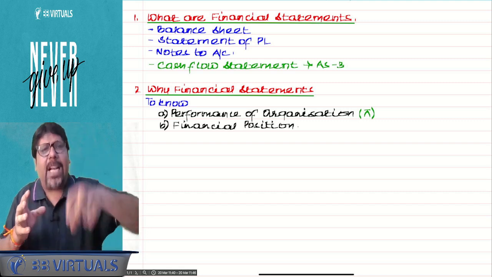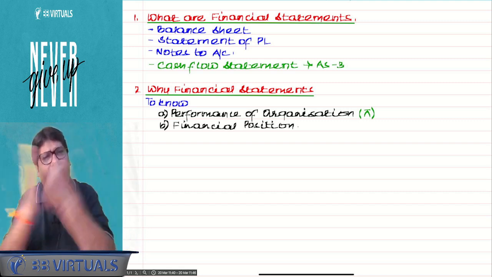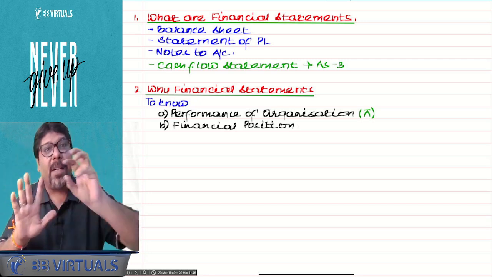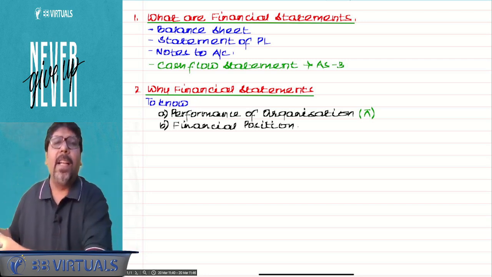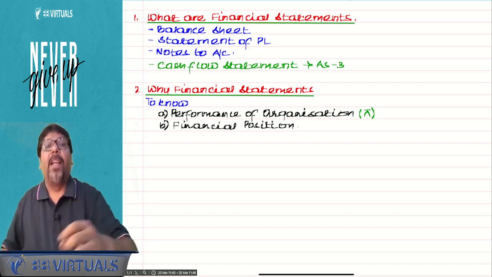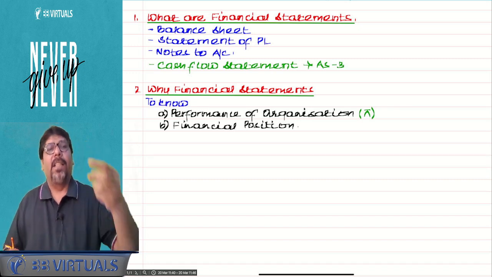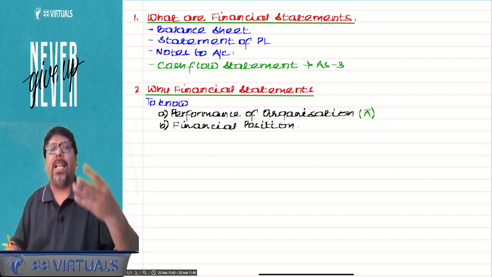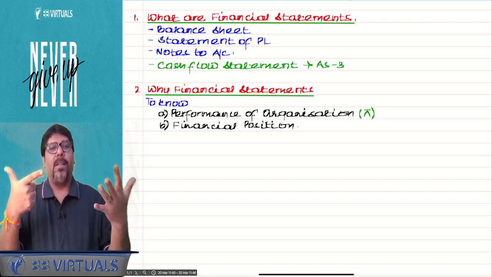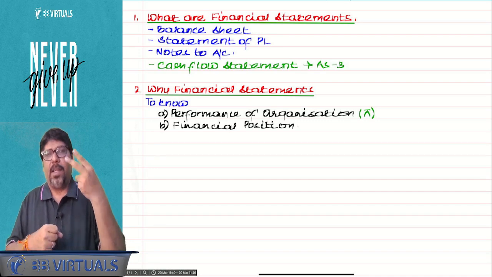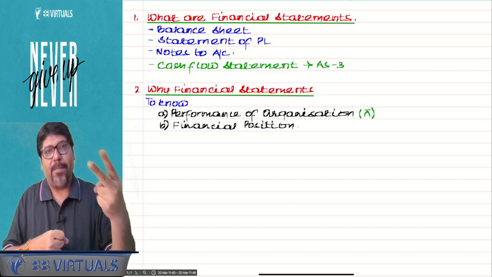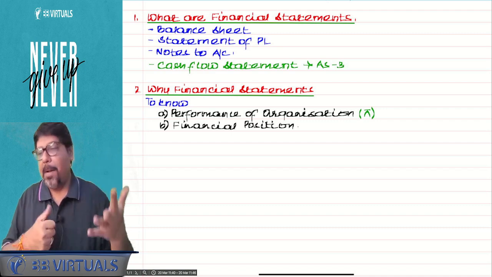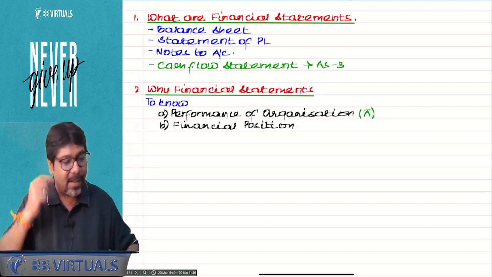Oh, so these financial statements give benefit only to the organization? No, it does not give benefit only to the organization, but it gives benefit to too many people. How many people? It gives information, and this information is used by investors, lenders, employees, suppliers, customers, government, and public.